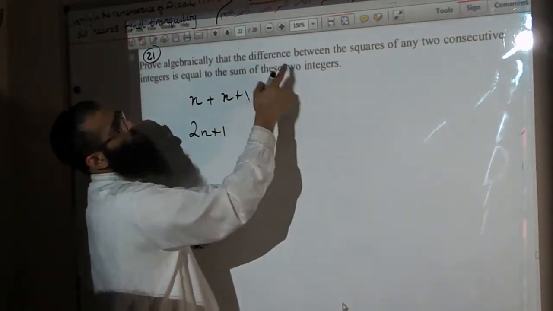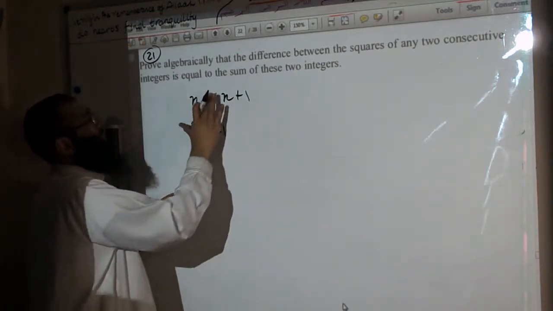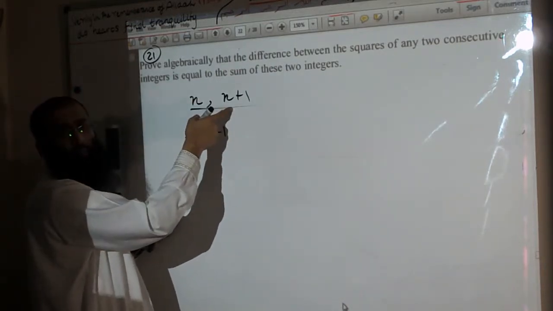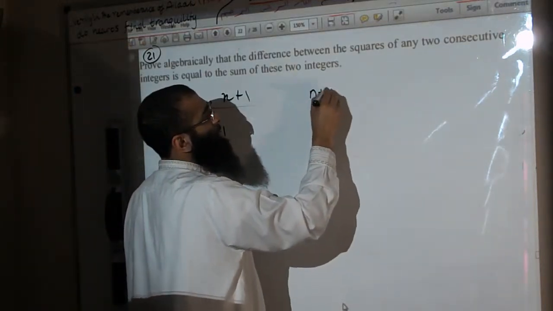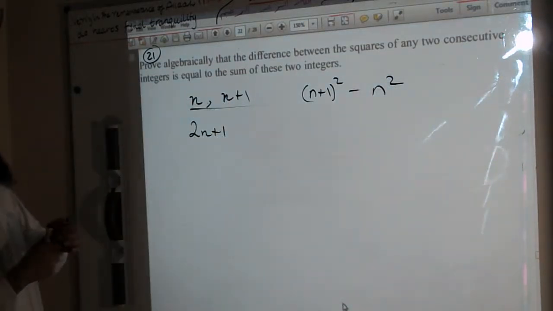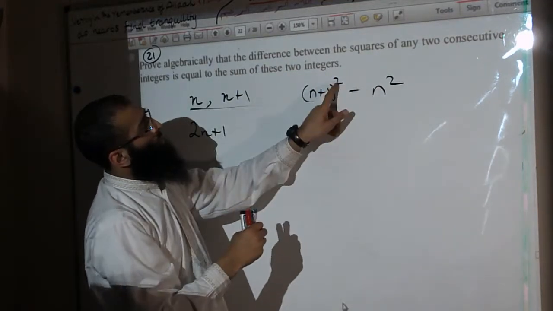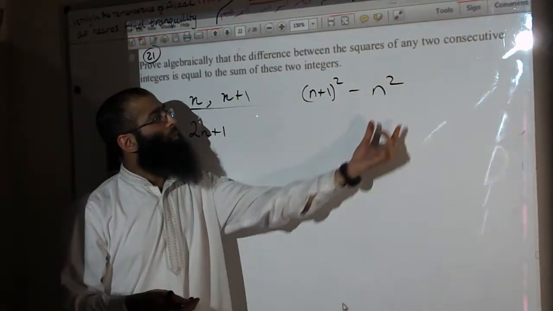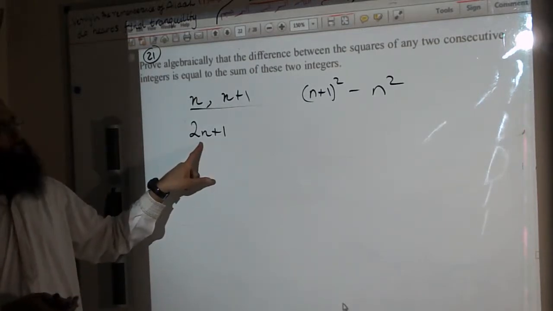Now, when you work out the difference between the squares, you always start with the large value minus the small value. So let's go back to our original numbers. They're consecutive numbers. Which is the larger of these two? The second one. So we have to do n plus 1 squared minus n squared, because the question says prove algebraically that the difference between the squares of any two consecutive numbers. Difference means the larger square number minus the small square number. So we have to prove that when we do all of this, it's going to give us that. So let's work that out now.